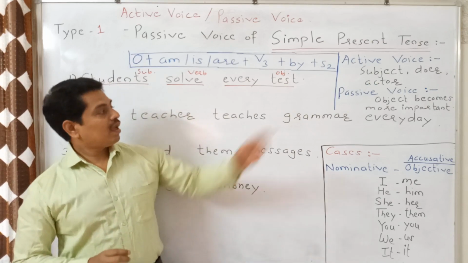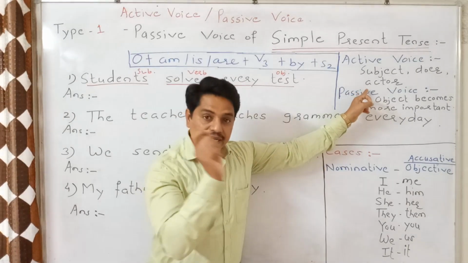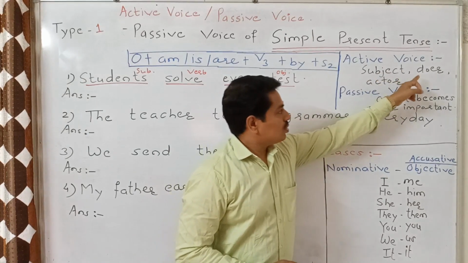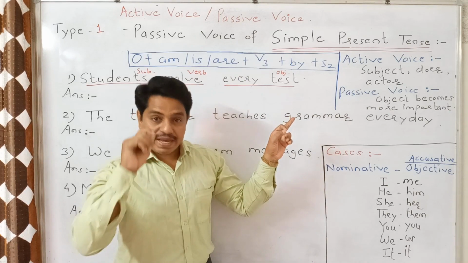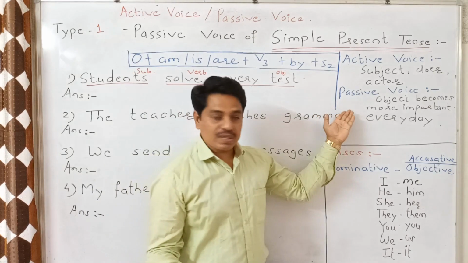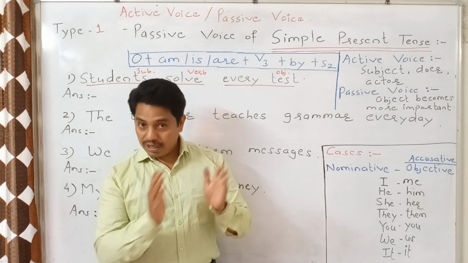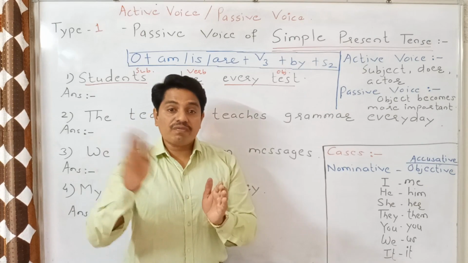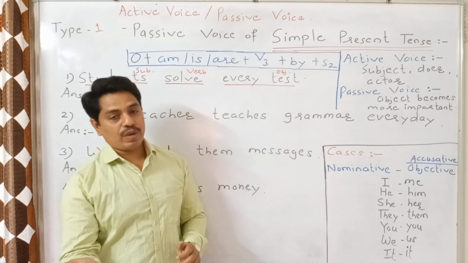It is very easy. In active voice, the subject, doer or actor, is important. It means the one who performs the action is important. And in passive voice, the object becomes more important than the subject. In passive voice, we always focus on the object upon which the action has happened.